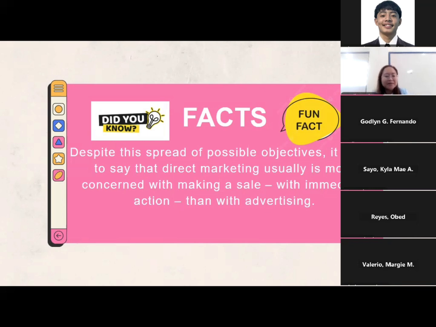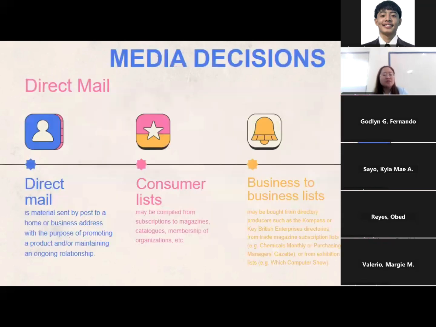So let's talk about media decisions. Media decisions in direct marketing involve selecting the most effective methods to reach your target audience. One important method is direct mail, where promotional materials are sent by post to homes or businesses, and the effectiveness of direct mail relies heavily on the quality of the mailing list used.